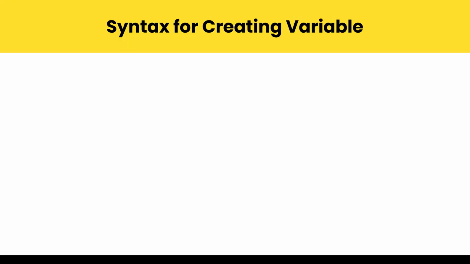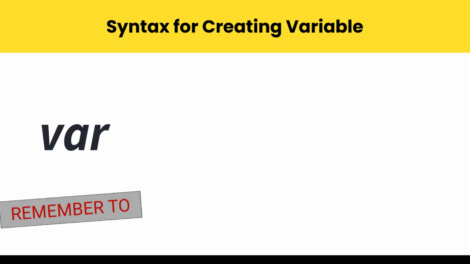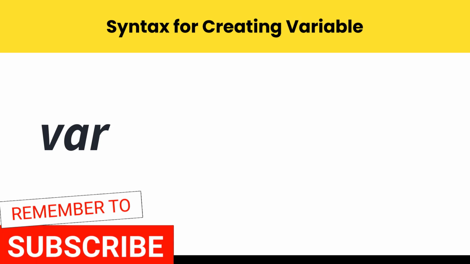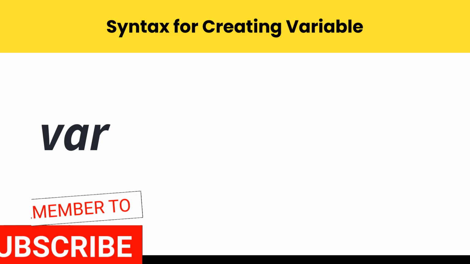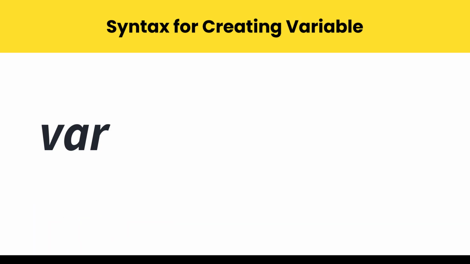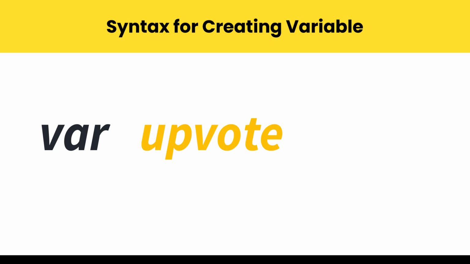Now let's learn the syntax for creating a variable. To create a new variable, we start with a special JavaScript word. This is called a keyword, and its name is var. Var is short for variable, and it creates the unique named box I mentioned earlier. We follow that with a space and a name for that variable. This is what's called declaring a variable.